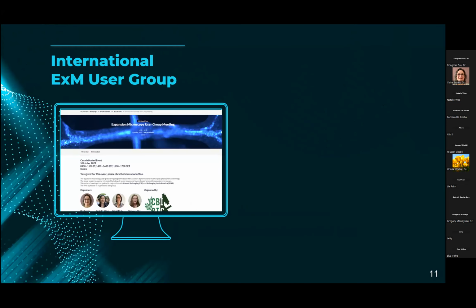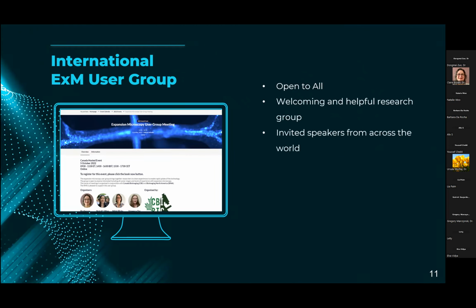So this is the international user group that we have developed. We're currently at over 70 members from over 20 different countries. And like I said, it's open to all. We have people who have worked with expansion microscopy since its development in 2015. We also have people who are just starting, like me, who sometimes ask questions that some people may feel like, what? You should know this. But they're still very helpful, and they'll provide all the expertise that they can. So we're a very welcoming and helpful research group.